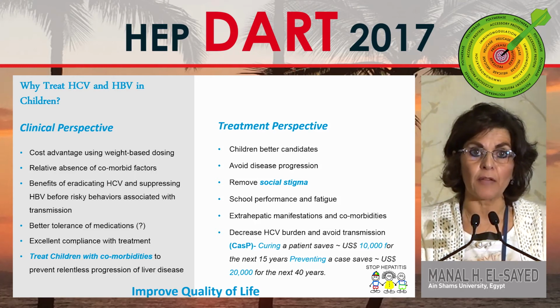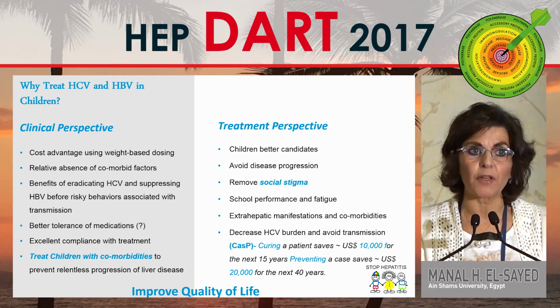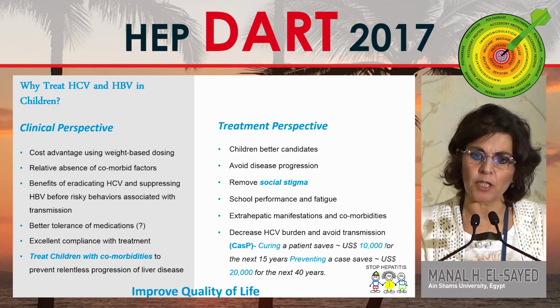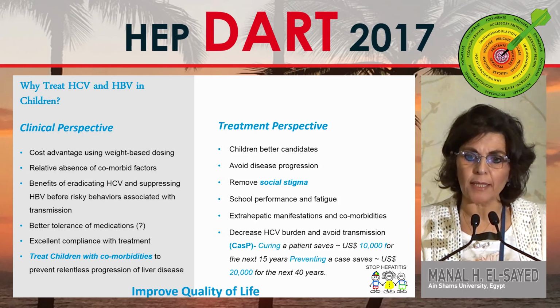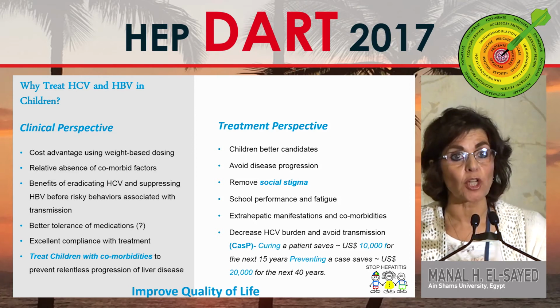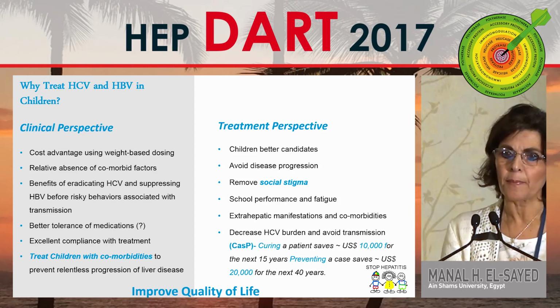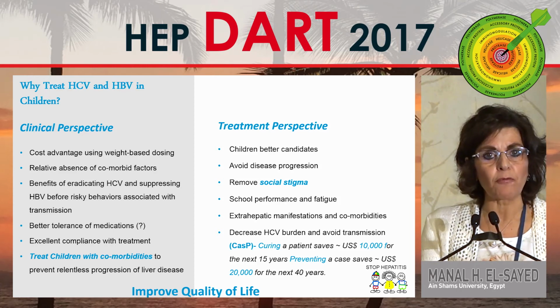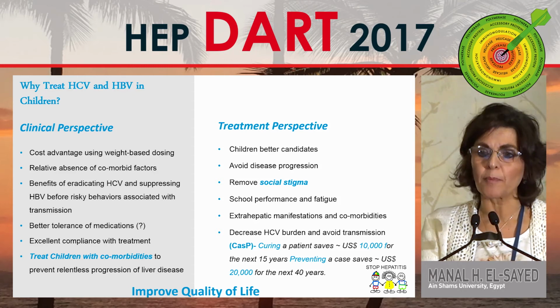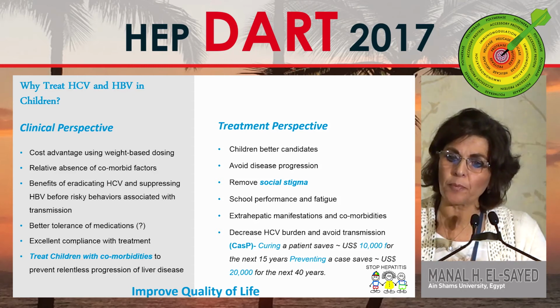A relative absence of comorbidities in most of the children, benefits of eradicating and suppressing the virus before the high-risk behavior, and we've seen that high-risk behavior is associated with high risk of transmission, better tolerance to medication and excellent compliance with treatment, and we need to treat children with comorbidities definitely because of the relentless progression of liver disease. From a treatment perspective, children are better candidates. We need to avoid disease progression, remove social stigma, and school performance and fatigue should be improved.